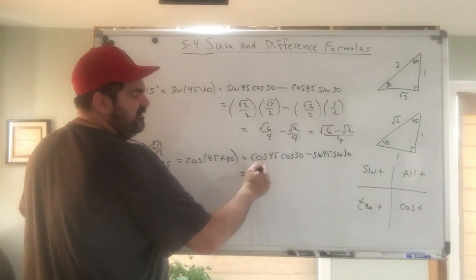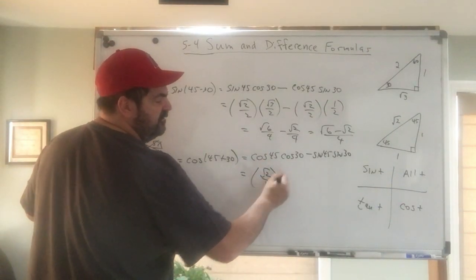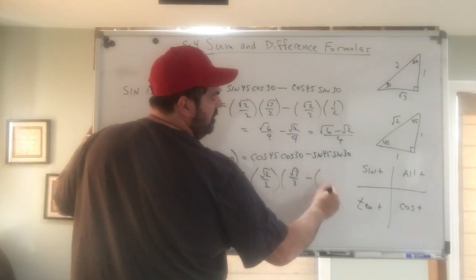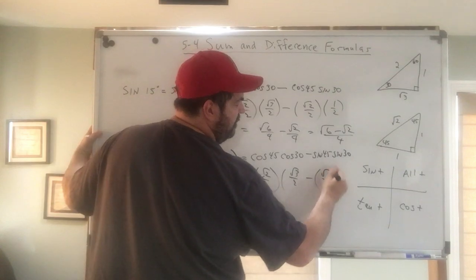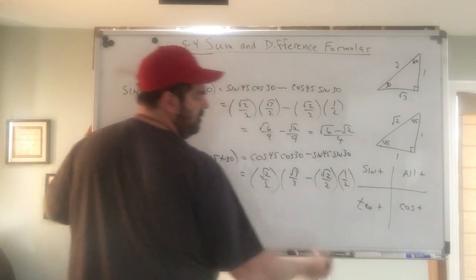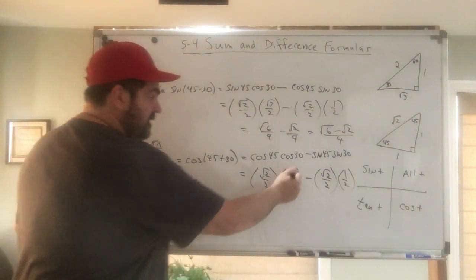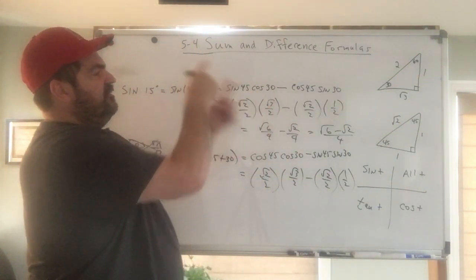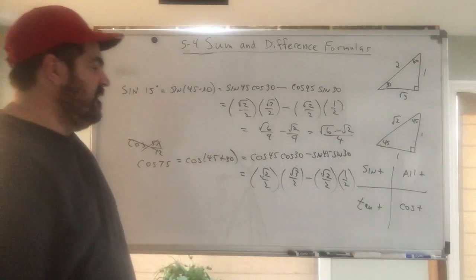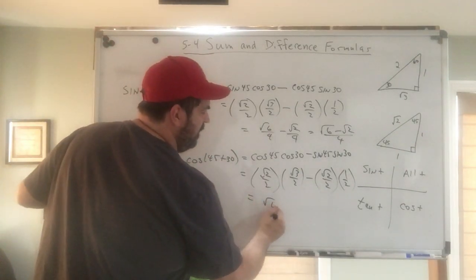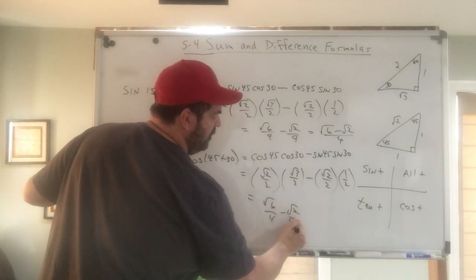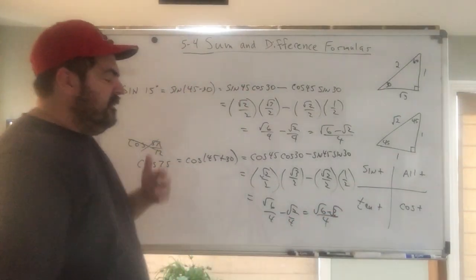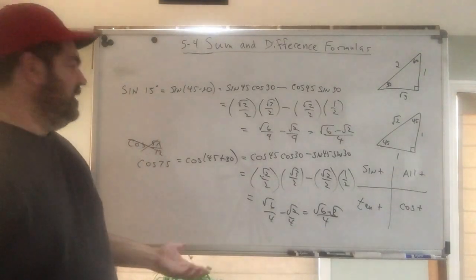All right, now there'll be the same values. We just did all these. Cosine of 45, root 2 over 2. Cosine of 30 is root 3 over 2. Sine of 45 and sine of 30. Now it looks like we got exactly the same answers, but all that really switched was our sine and cosine kind of switched to 45, but they're the same value. So it turns out we got radical 6 over 4 minus radical 2 over 4.